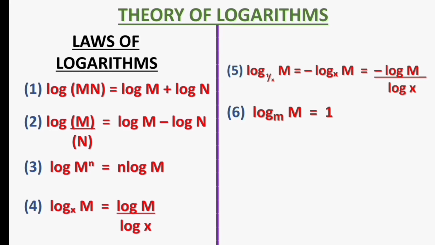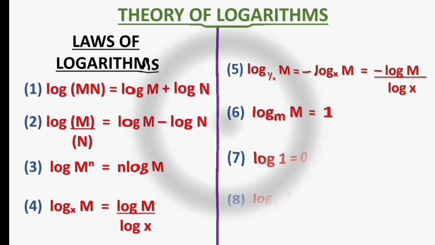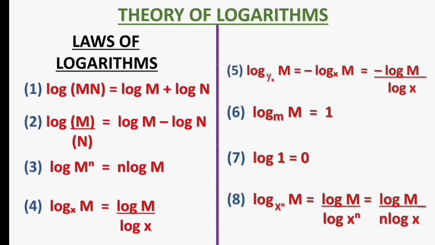Law number 5. The logarithm to the base 1 over x of m is equal to minus the logarithm to the base x of m, which is equal to minus the logarithm of m divided by the logarithm of x. Law number 6. The logarithm to the base m of the same number m is equal to 1. Law number 7. The logarithm of 1 is equal to 0.